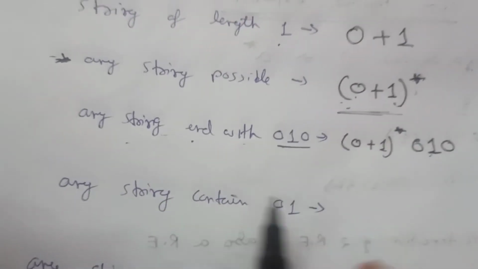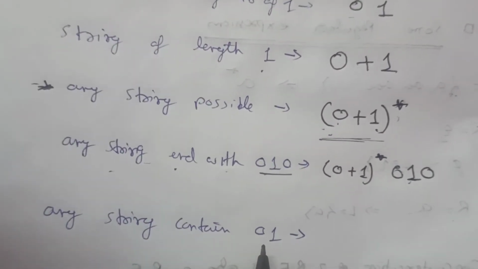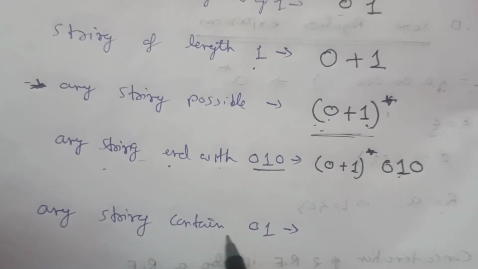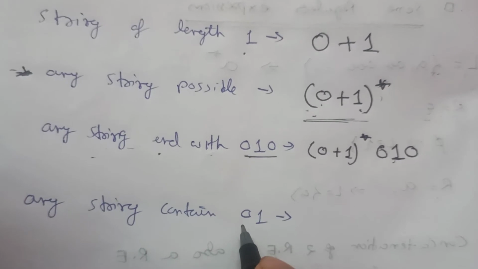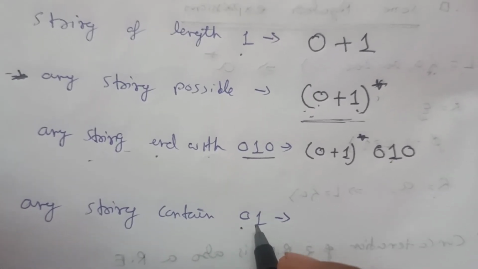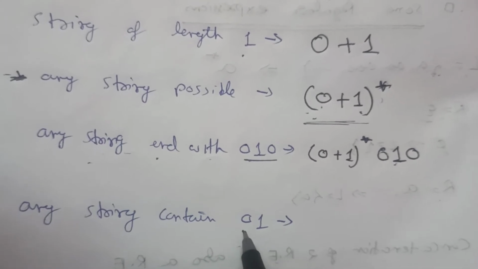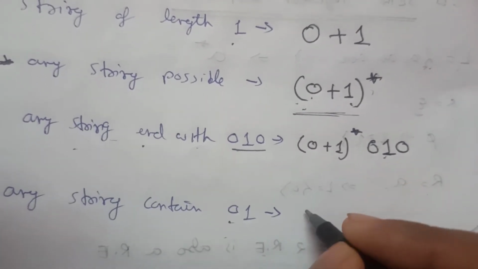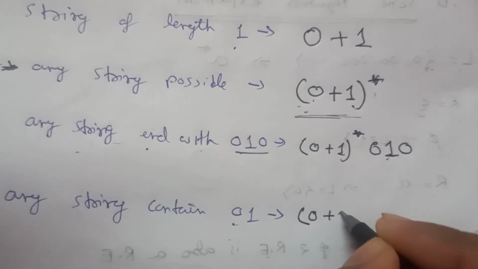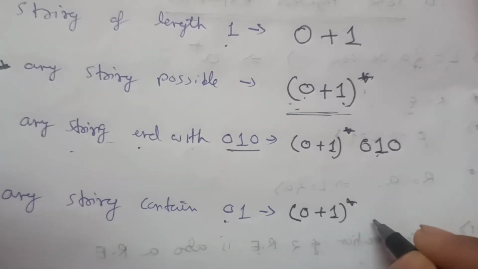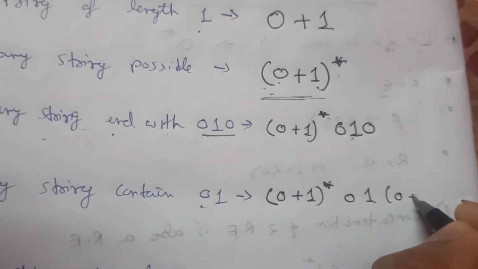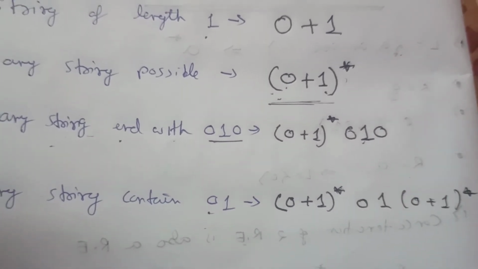Now see, any string that contains 0 1. It is not written that the 0 1 should be at the beginning or at the end. So it can be at the beginning, it can be at the end, or it can be in the middle also. So I will check the best condition here. I will write (0 plus 1) star, 0 1, and again (0 plus 1) star.